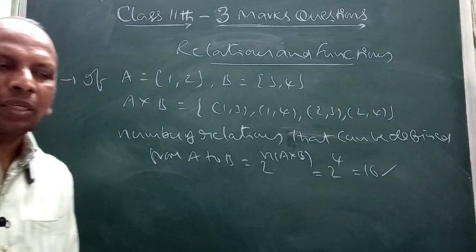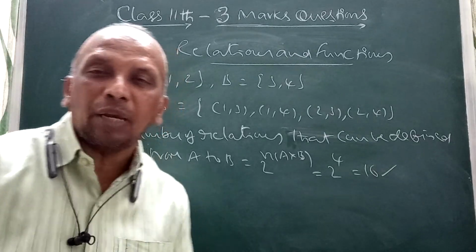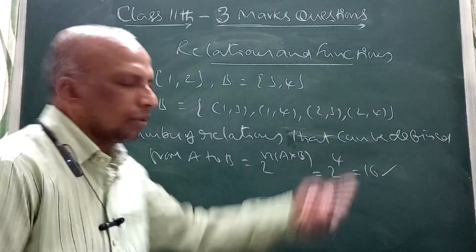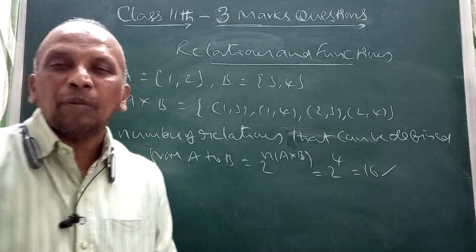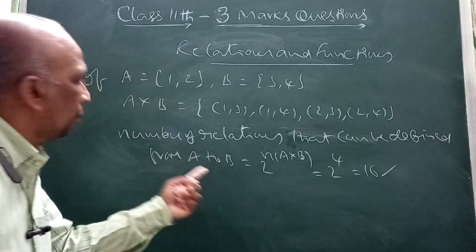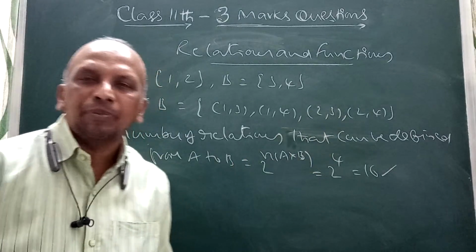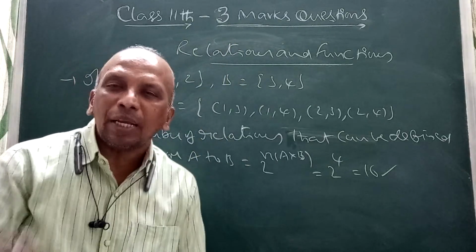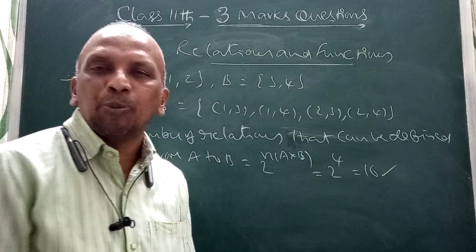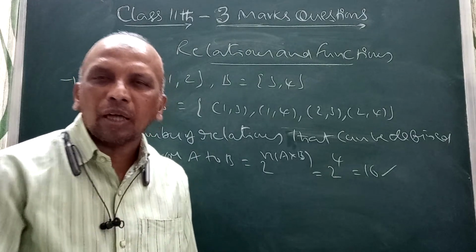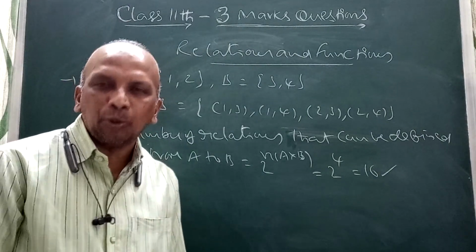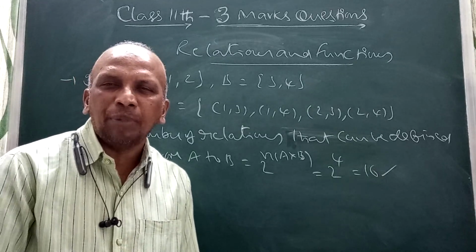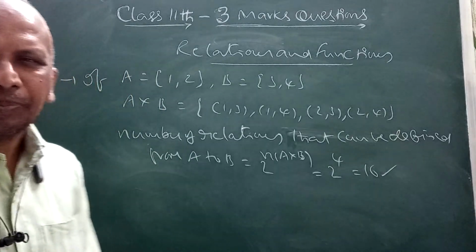The same question they may ask as the number of subsets of A cross B; both are the same. Number of subsets of A cross B is nothing but the number of relations that can be defined. Why? Because every subset of A cross B is known as a relation from A to B. So the number of subsets of A cross B is nothing but the number of relations that can be defined from A to B. Both are the same.